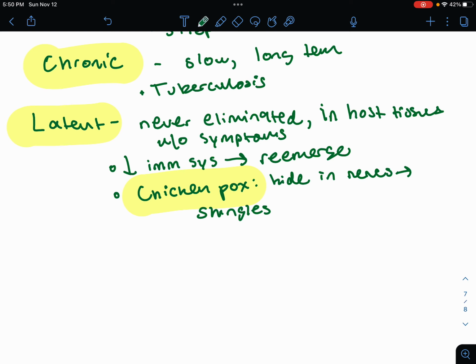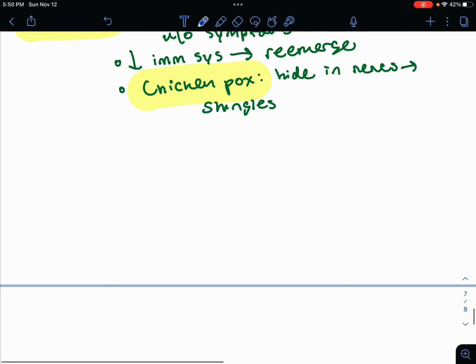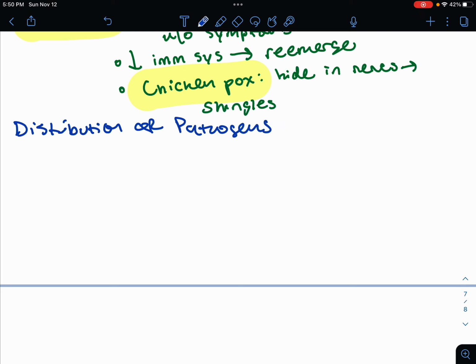And then there's also TB, cold sores, and genital herpes as well. There's going to also be different ways to talk about the distribution of a pathogen. These are also kind of self-explanatory: localized. It's only in one area. And this is going to be like a boil caused by Staphylococcus aureus.